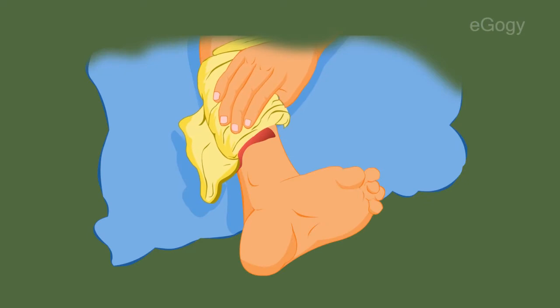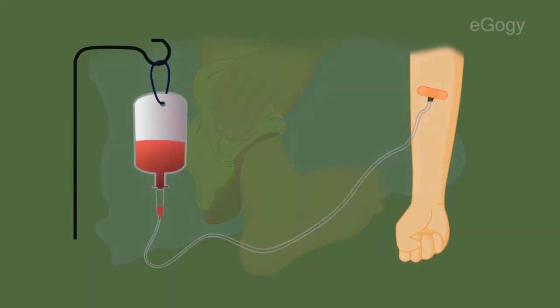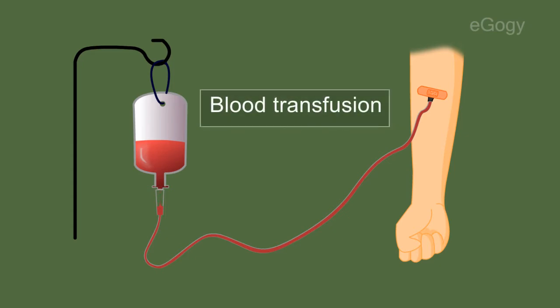In some injuries, a lot of blood is lost from the body and becomes a threat to life. In such cases, the victim is given blood taken from some other person. This method of transferring blood is called blood transfusion.